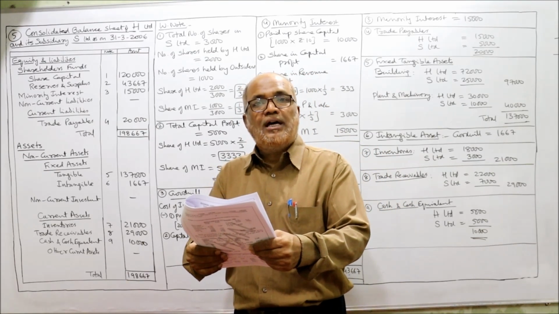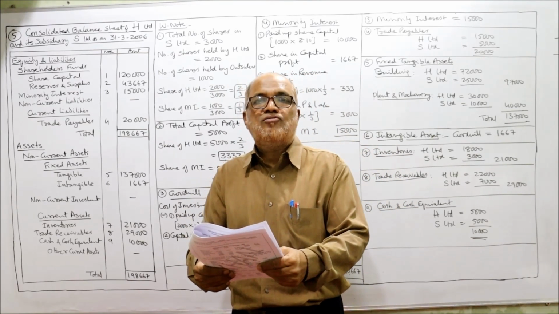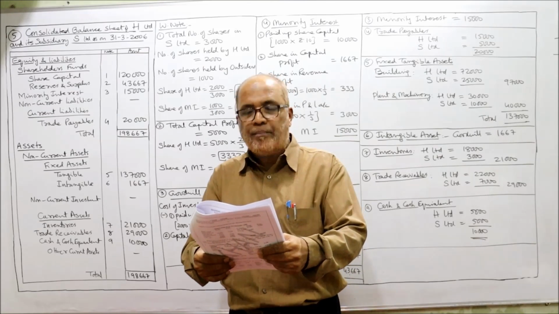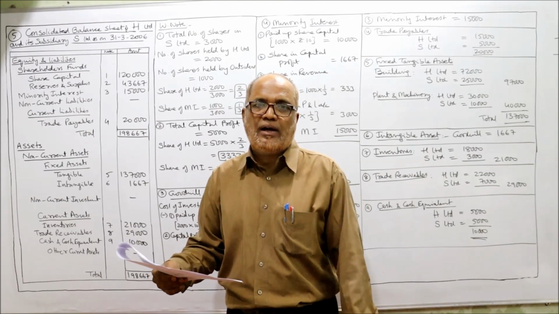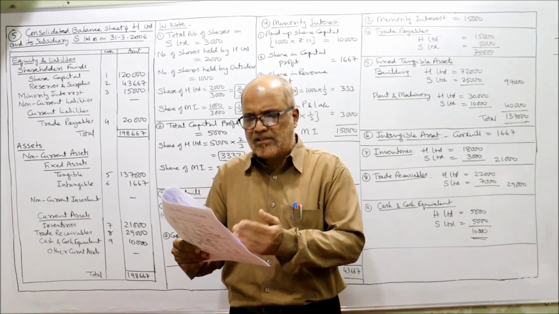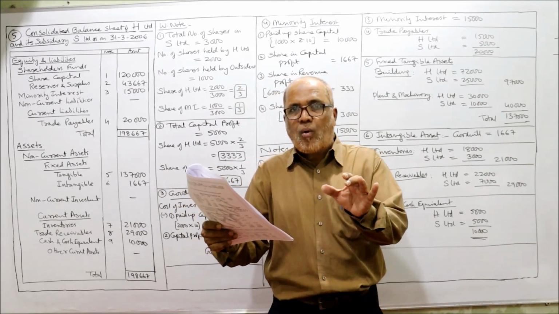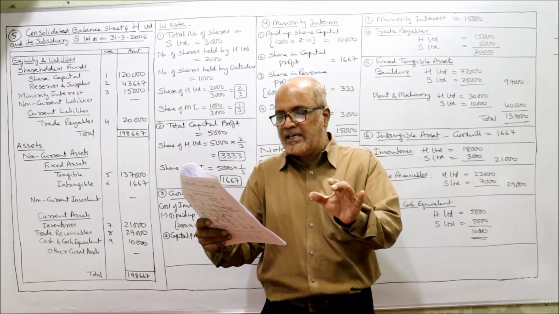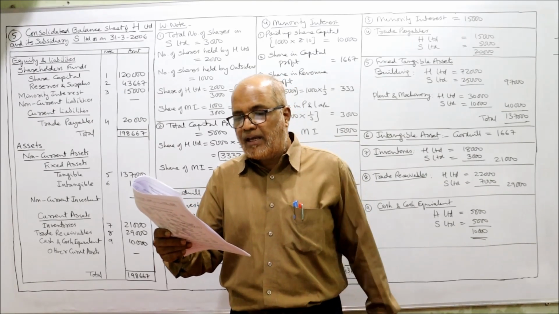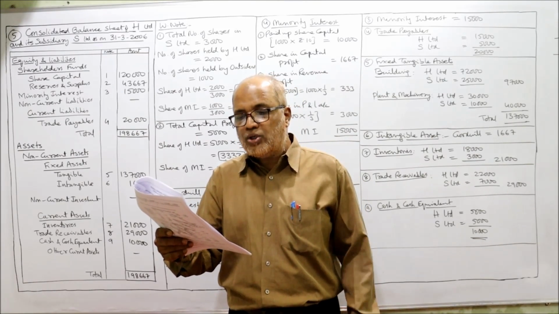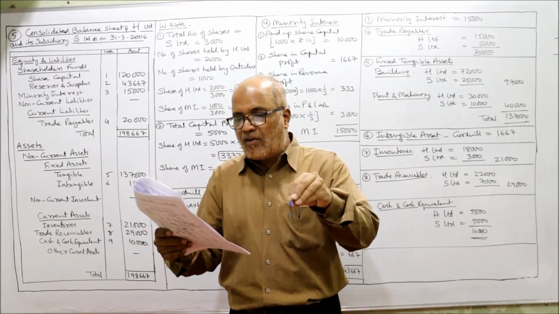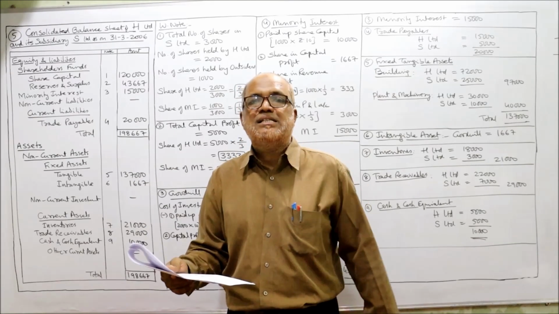Then stock, inventory is given, debtors, trade receivable is given, bank balance, cash and cash equivalent are given. Simply we have to add up all these things. Now when H Limited acquired 2,000 shares in S Limited, the latter company had reserves amounting to rupees 5,000, none of which has been distributed since then.